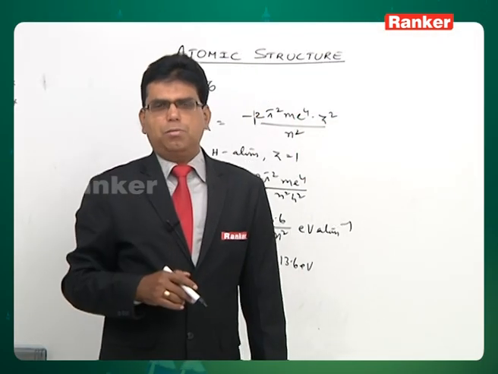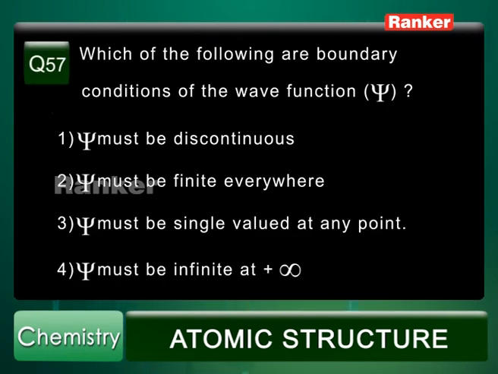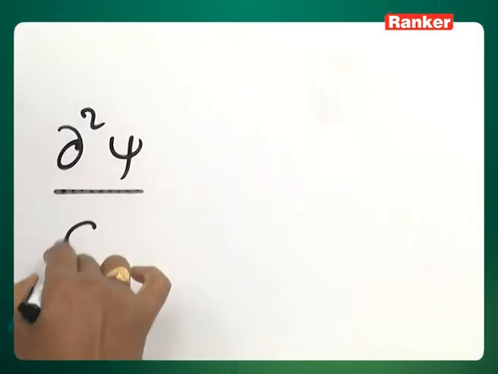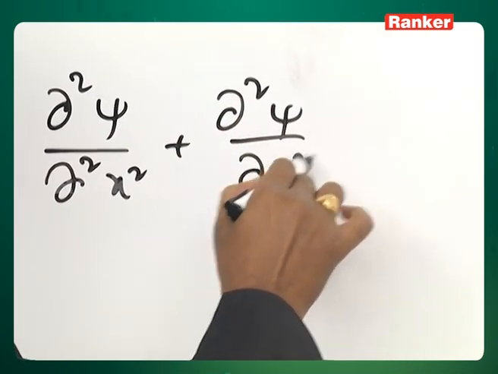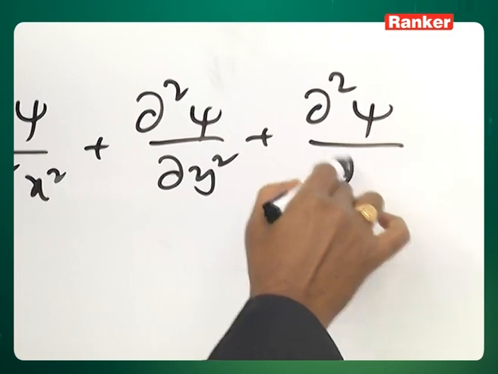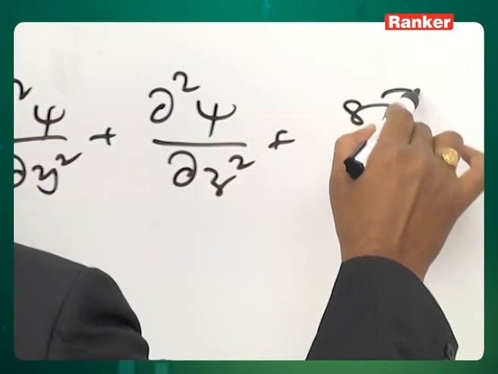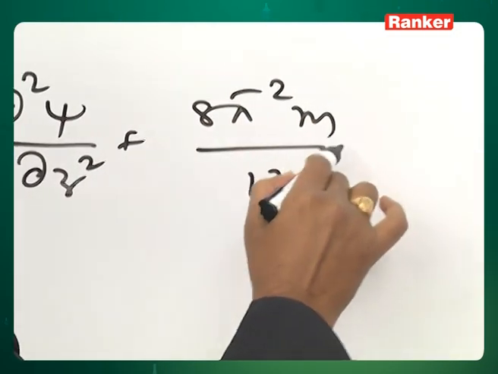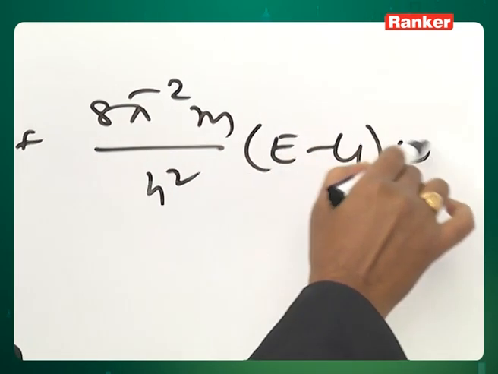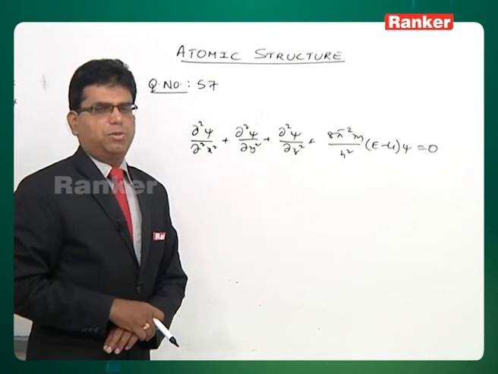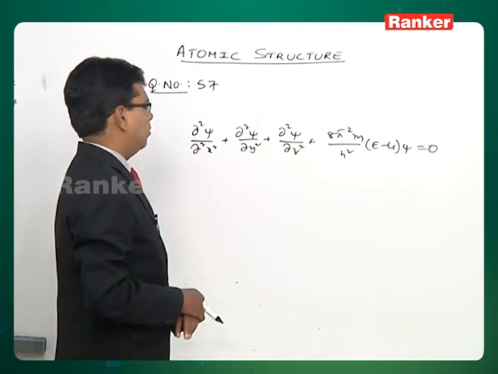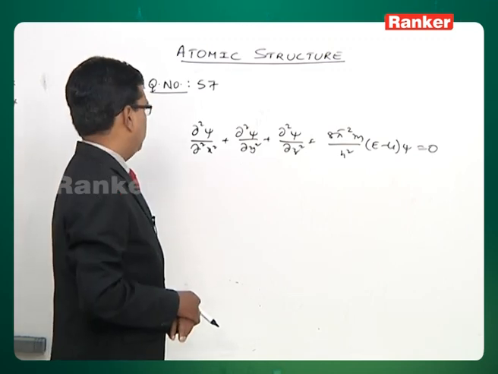Now, let's move on to question number 57. Which of the following are boundary conditions of wave function? In the Schrodinger's wave equation, as we told, dou square psi by dou x square plus dou square psi by dou y square plus dou square psi by dou z square plus 8 pi square m by h square into E minus U into psi is equal to 0. This is a second order differential equation that is given for the electron motion around the nucleus in an atom.